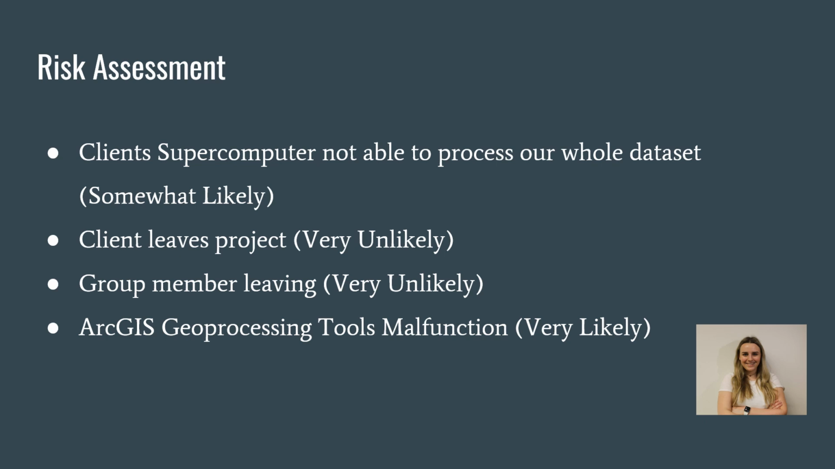So the first one is the client supercomputer not being able to process our whole data set. So we are working with large data sets, and although it is a supercomputer and they highly suggested that we come in and use that supercomputer, there is always the opportunity that this supercomputer is not going to be able to handle our data set. So we rated this somewhat likely. It is a very powerful server on that computer, and so we don't expect this to happen. However, there is a possibility that this is going to happen.